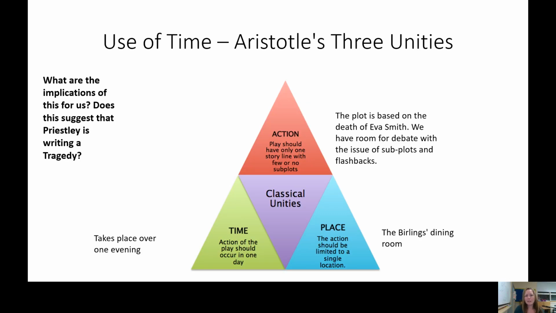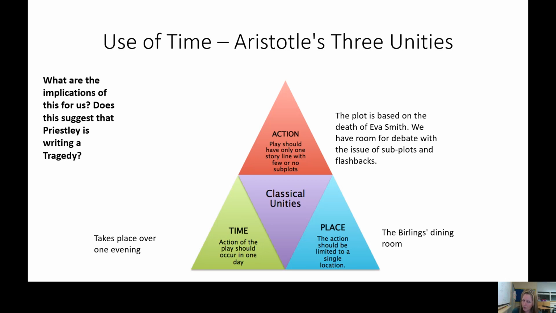Okay, so still thinking about time and thinking about it as a structural feature, it's quite interesting to look at Aristotle. Now, Aristotle is a Greek philosopher who we talk about in relation to tragedy. And when Aristotle was talking about tragedy and what we expect of tragedy, he talked about the 3 unities. And they are the unities of action, time, and place. And you'll see them on the screen now.